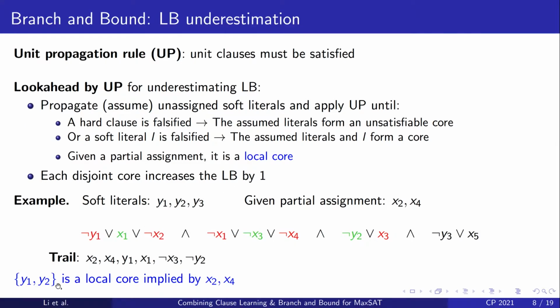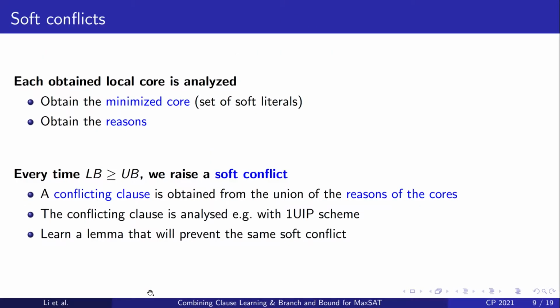In particular, notice that this core that we have found is implied by a partial assignment. In this example, this core is implied by x2 and x4, and therefore we will say that it is a local core. So the whole process to prune the search tree works as follows. As we have shown, we will obtain local cores, and for every local core that we obtain, first of all, we will minimize it in order to obtain a minimum set of soft literals that is a local core, and we will also obtain the reasons for this local core.